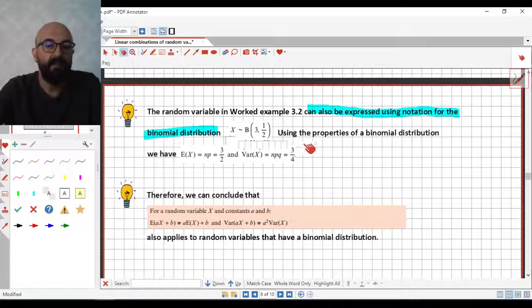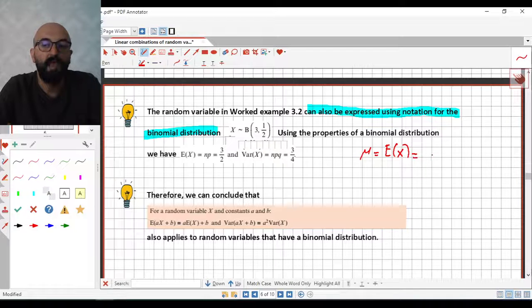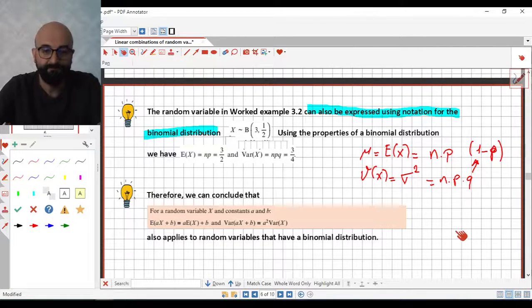Now, as you remember, in the binomial distribution the expected value, mu, is n times the probability, and the variance, sigma squared, is n multiplied by p multiplied by q. Q means the probability of failure, so 1 minus p.